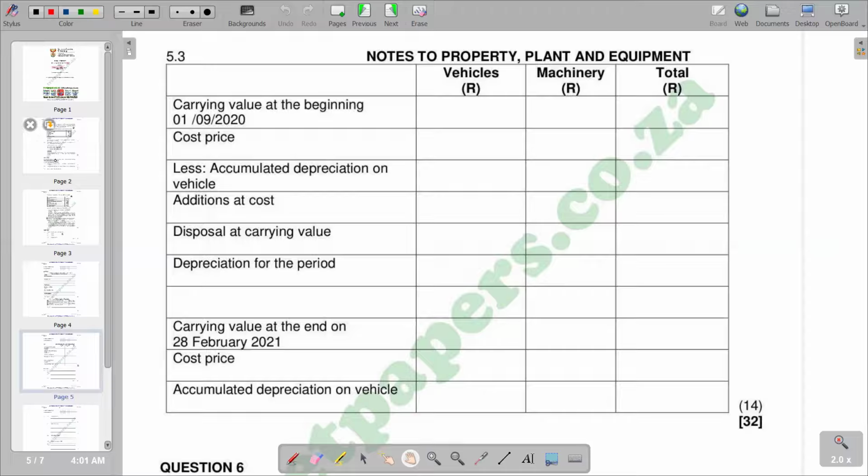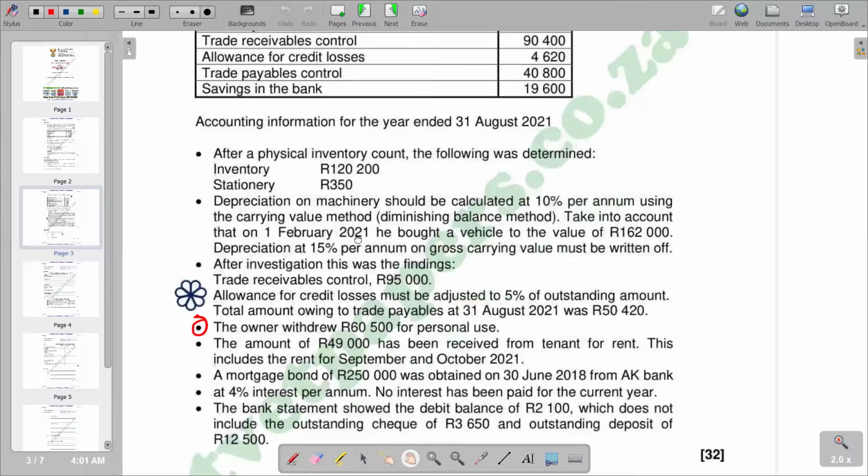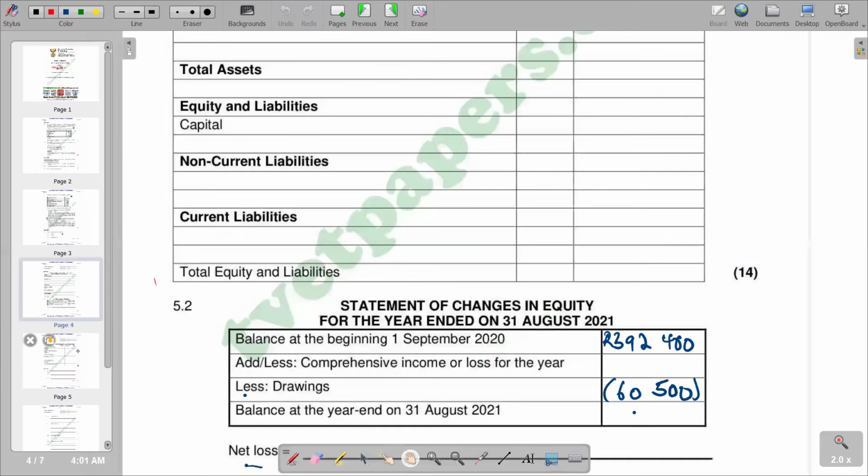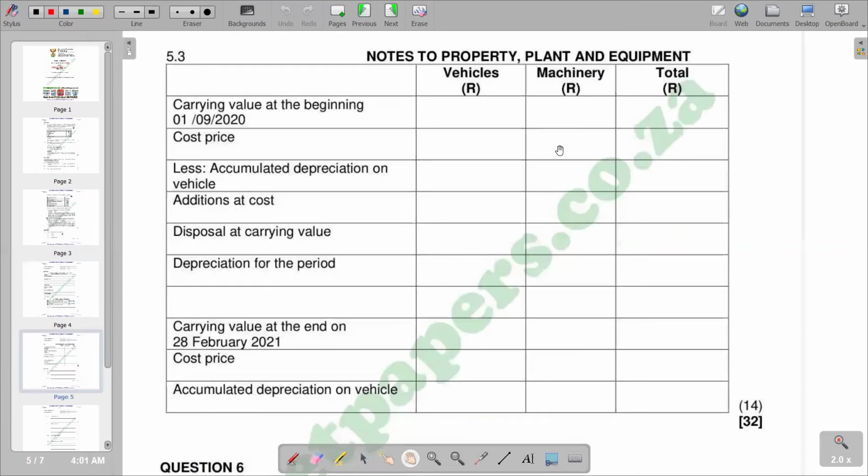So cost for vehicles, I will go back to the information given to check what cost for vehicles we have at the beginning, but we are seeing that we are not having any costs at the beginning, which means we don't have any cost or depreciation for vehicles. So we leave it, we go to the next part whereby we are having machinery.